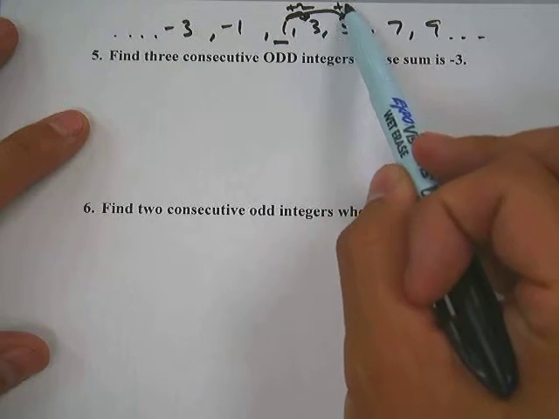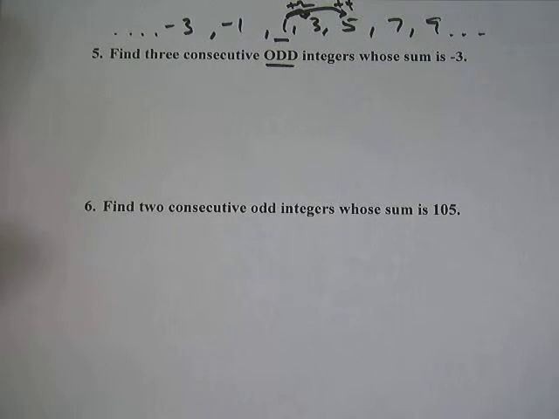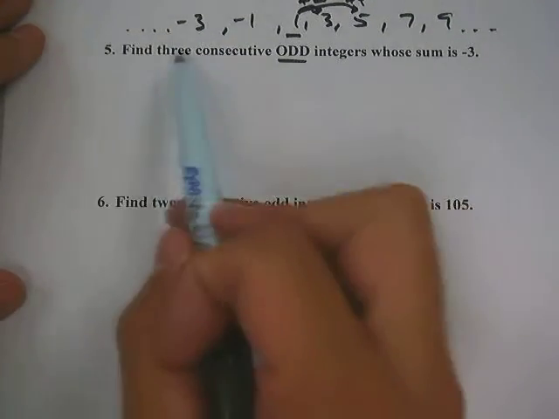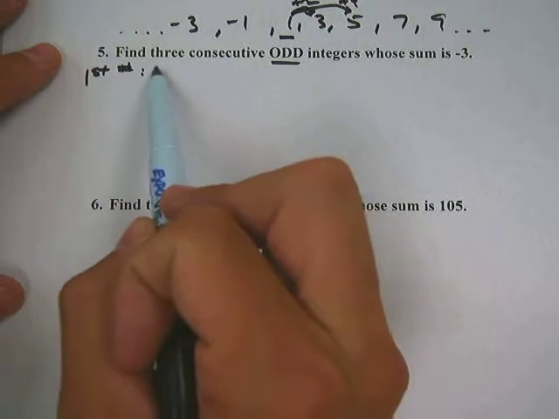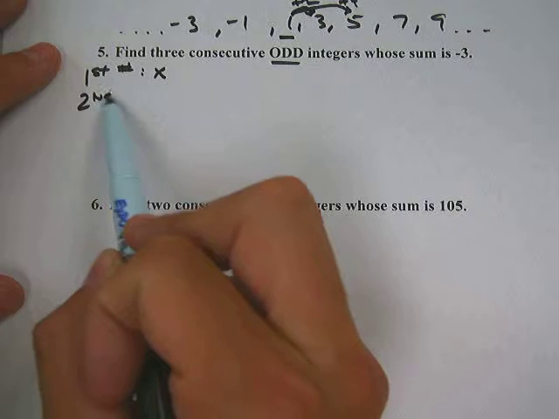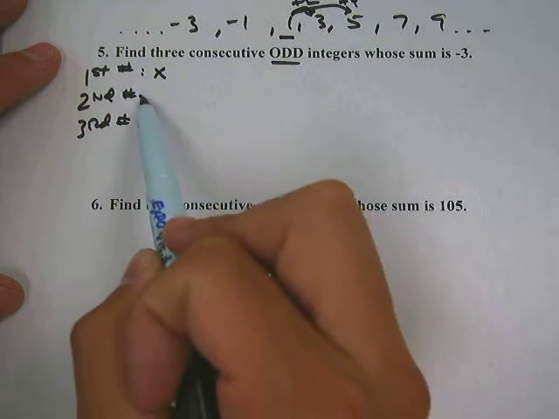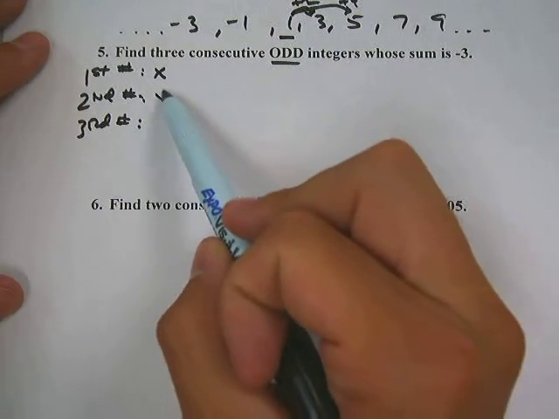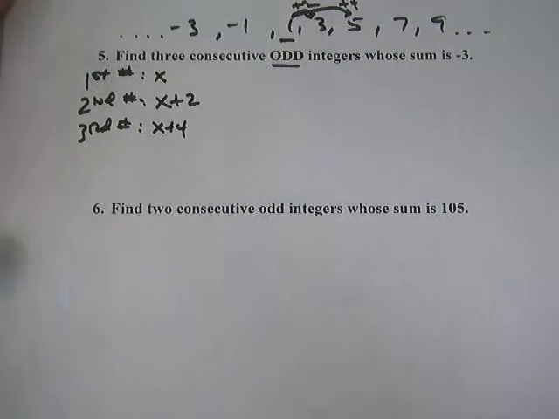So if I'm starting with this number right here, how do you go from this number to this number? Well, you add 2. And this number to this number, you would add 4. So even though it's saying odd integers, that has nothing to do with what you're adding because you're skipping over the even number. And so you're adding 2 every time. So when I talk about this problem, it says 3 consecutive odd integers. Our first number is x. Then we have our second and our third.